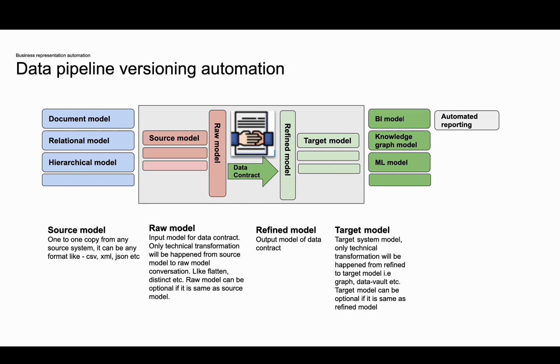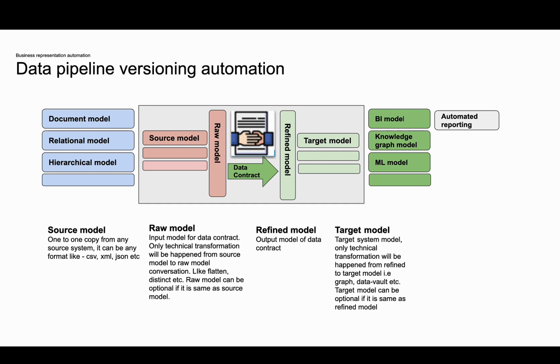The source model is just one-to-one from any source system. It can be XML, JSON, CSV, table, or anything else. The raw model is optional and it is the input model of the data contract. The source and raw model can be typeless and it is a private model inside processing. No one should access it, but only the data contract.